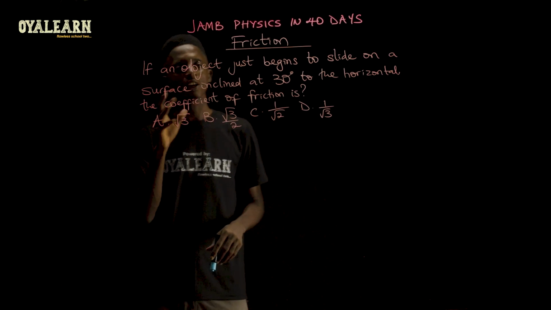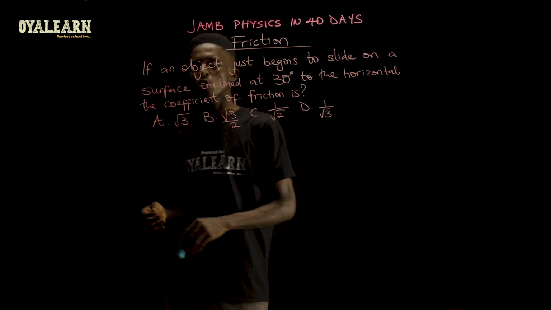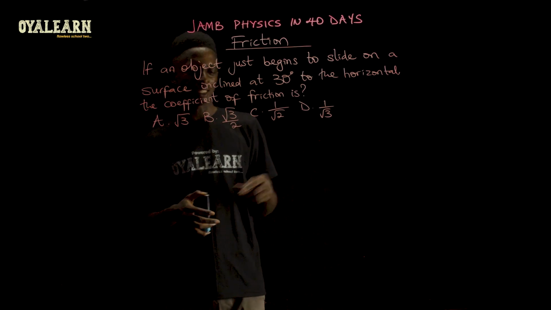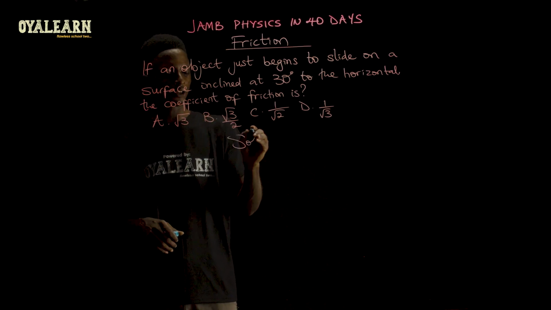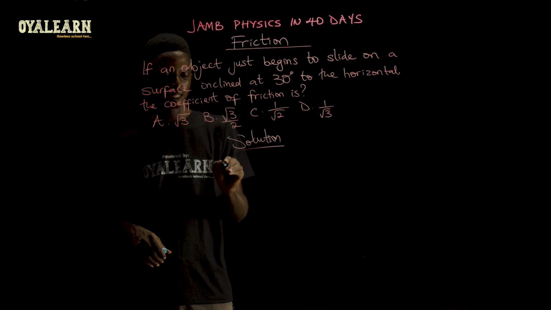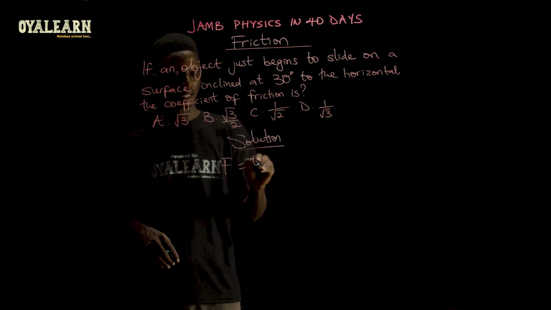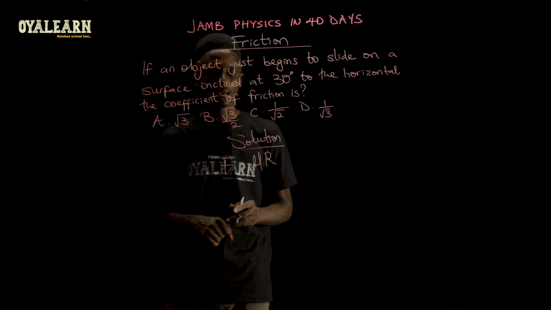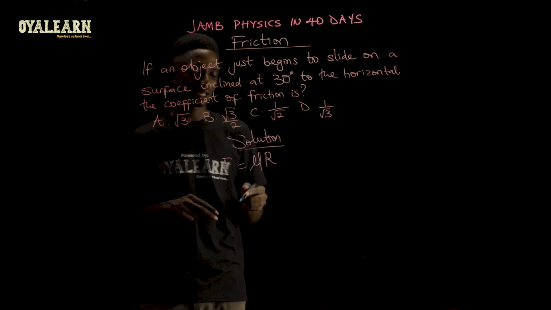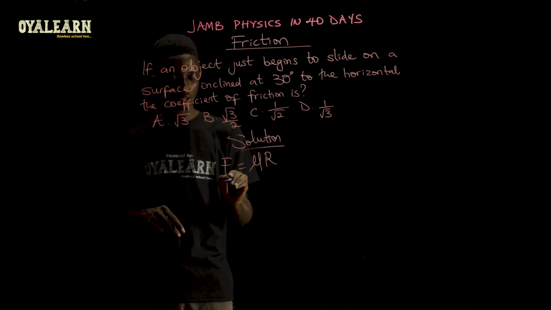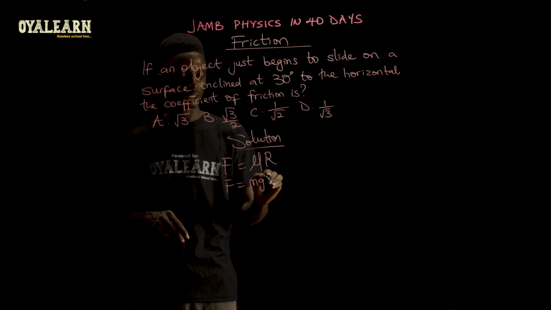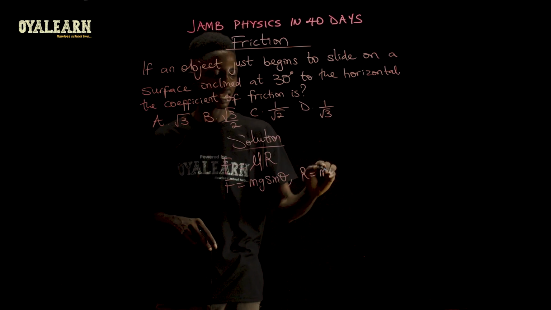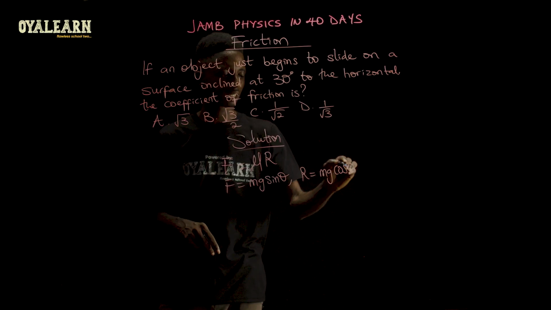This question says, if an object just begins to slide on a surface inclined at 30 degrees to the horizontal, the coefficient of friction is... Now, from our study of friction, you should recall that frictional force F is given as the product of the coefficient of friction and normal reaction. And on an inclined plane, frictional force F is given as mg sine theta, while the normal reaction is given as mg cos theta.